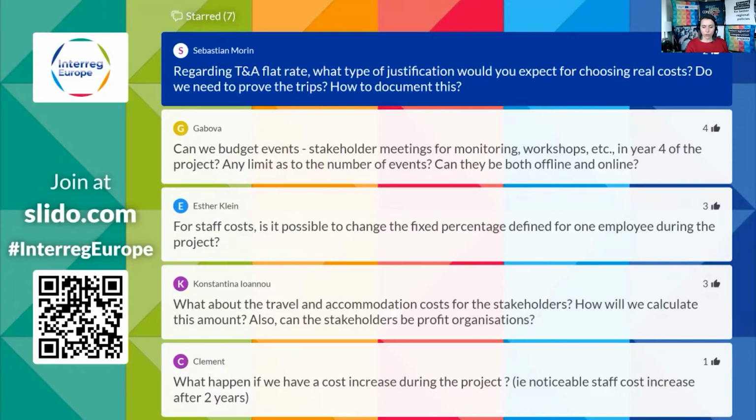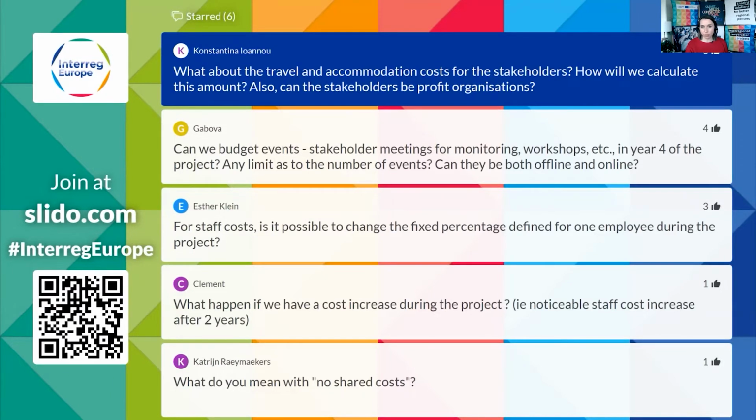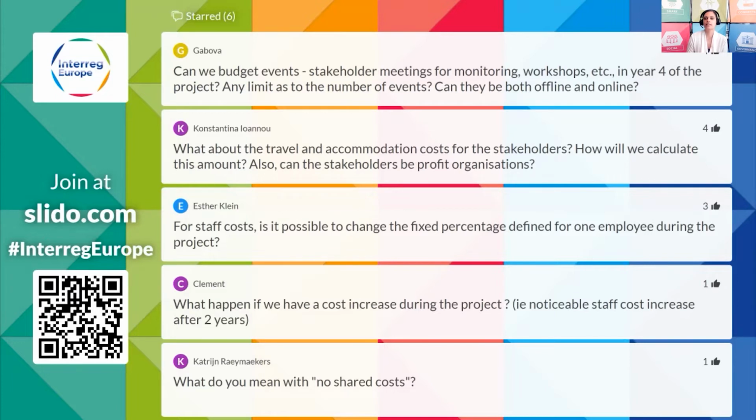Konstantina has also a question related to the travel and accommodation costs. It's about the stakeholders, how this amount will be calculated for the stakeholders, and can the stakeholders be profit organizations? Yes, so the travel and accommodation costs for stakeholders are actually covered by another cost category. It's the external expertise and services cost category. And I think Ségolène in the next video will explain more about this. In general, you have to plan a budget for the stakeholders traveling to the events. You should keep in mind to be realistic in terms of what type of involvement you can expect from your stakeholders in terms of traveling, then count the number of trips they would be making, and include this in the budget.